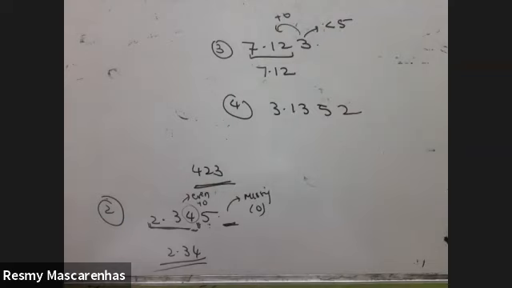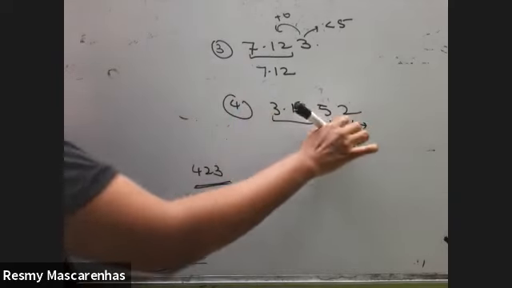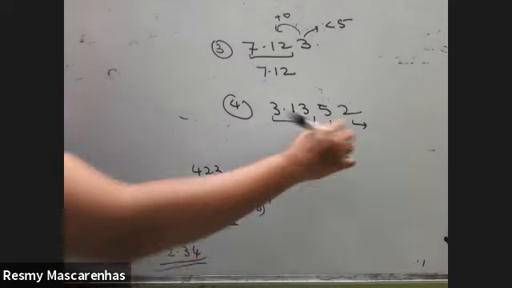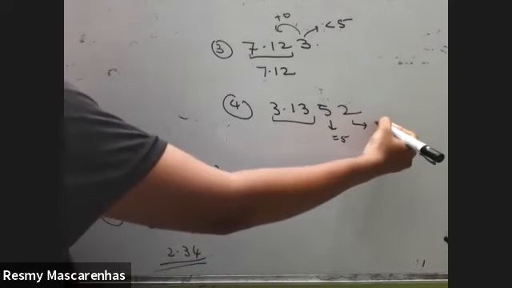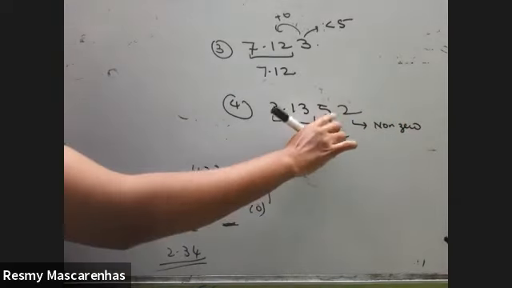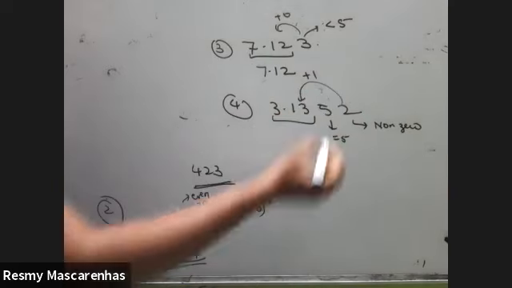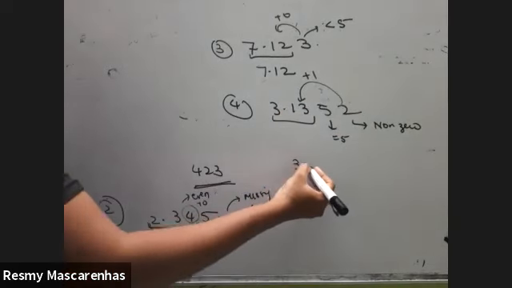What will be the answer? 3.14. Yes, 3.14. Because this digit is equal to 5, so we have to check the next digit. The next number after the 5 is non-zero. We have to add plus 1. 3.1.